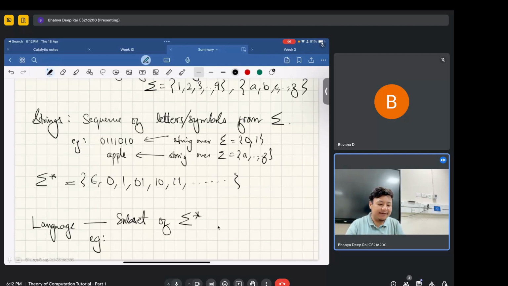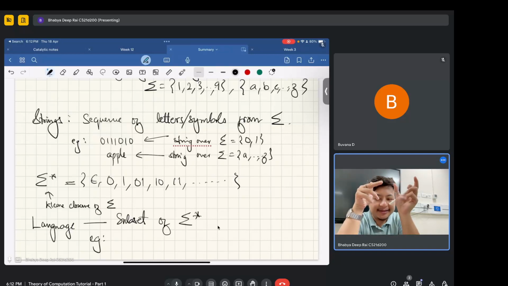So as you can see, even the words we speak can be categorized into strings and alphabets and so on, right? That is how it is addressed. Okay. And sigma star is what is known as closure. This is what is known as Kleene closure of sigma.